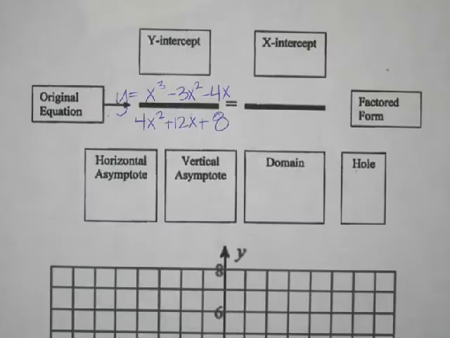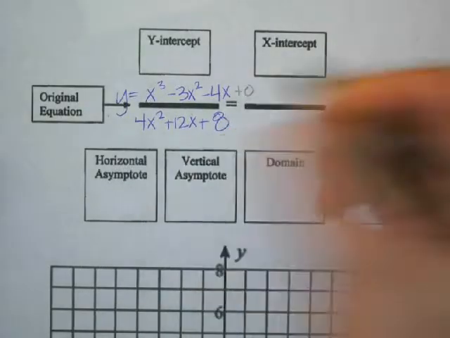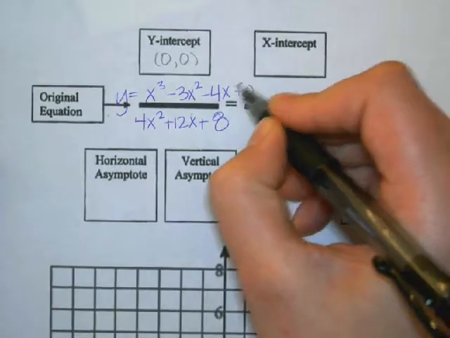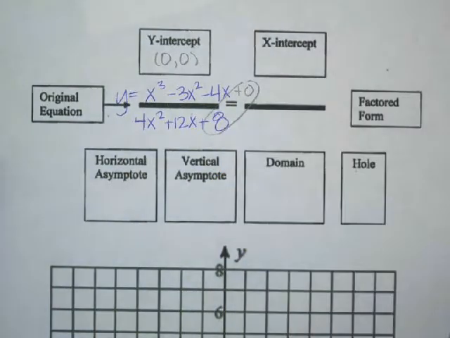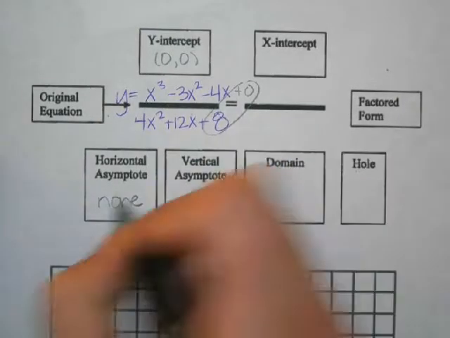All right, so our y-intercept is what? 0. So plus 0, 0 divided by 8 is 0. What do we know about the horizontal asymptote? None, so it's a slant instead.